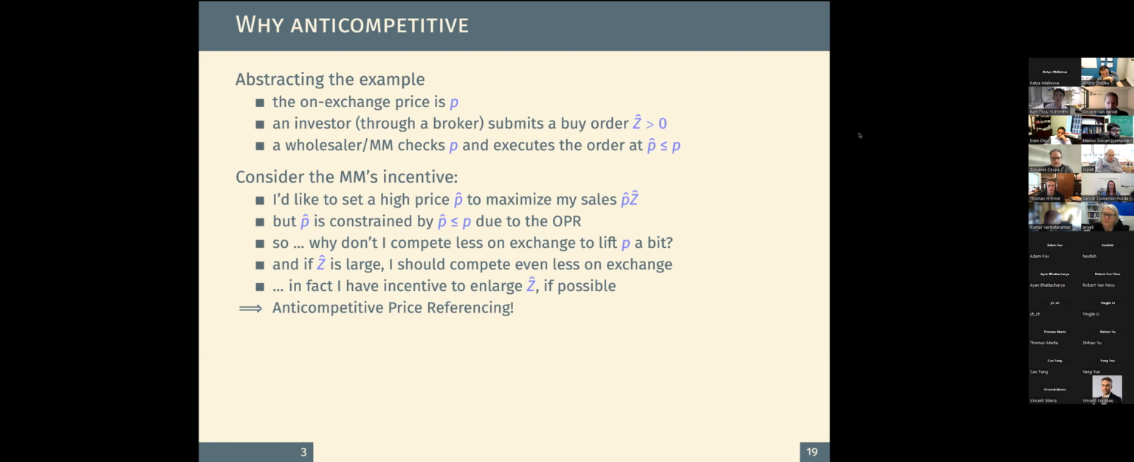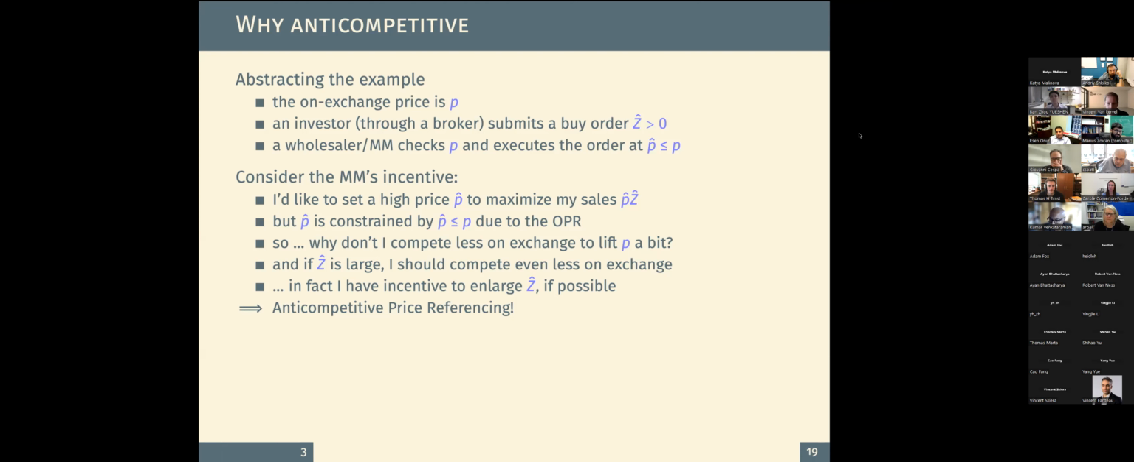In light of this incentive, we argue that the market makers would compete less on exchange the moment they have off-exchange exposure. So hopefully this intuition is clear. I'm happy to take questions here if there's anything to clarify about this intuition. If not, then basically we study the model to formalize this intuition.